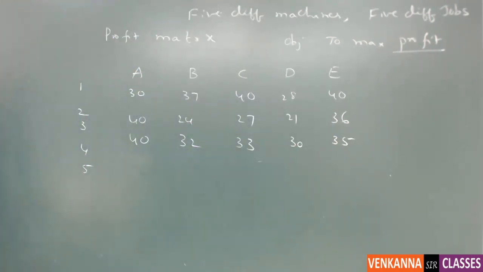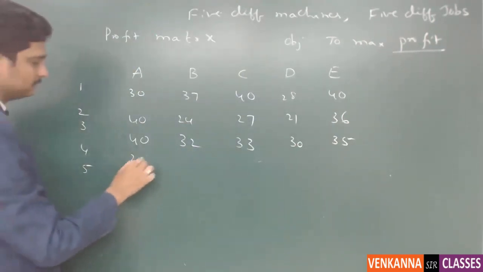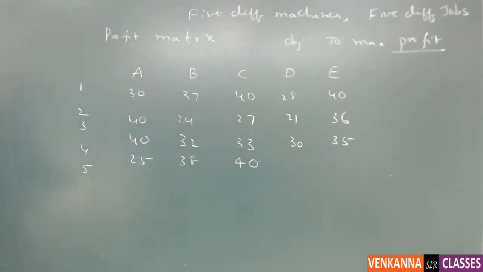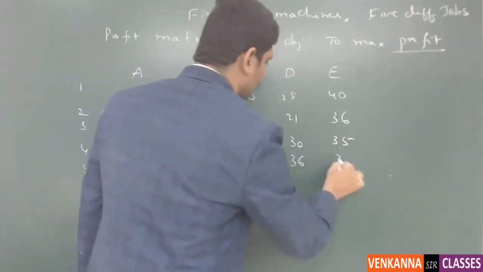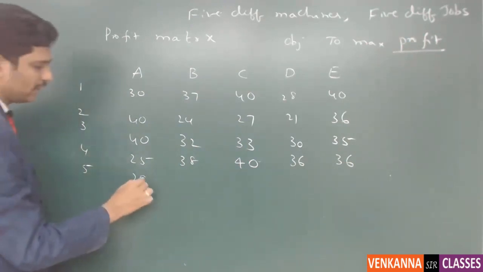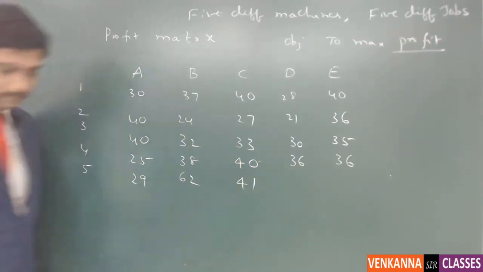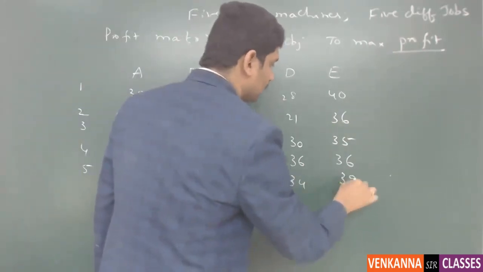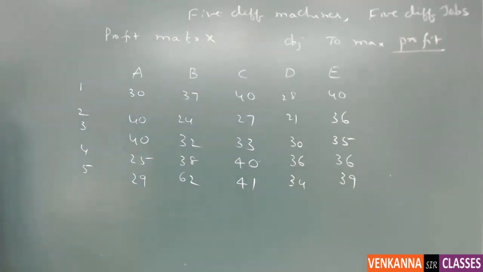Then for the fourth row, 25, 38, 40, 36, 36. And the fifth row having 29, 62, 41, 34, 39. Please note down this. After noting, you please inform.